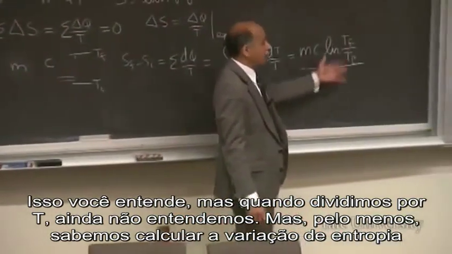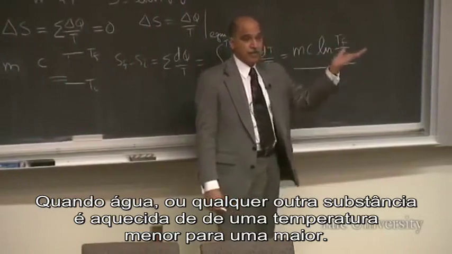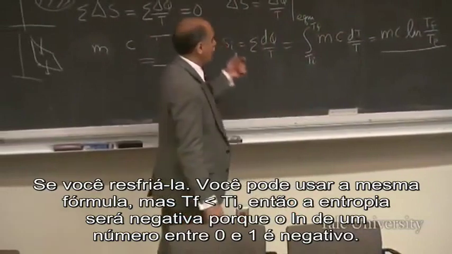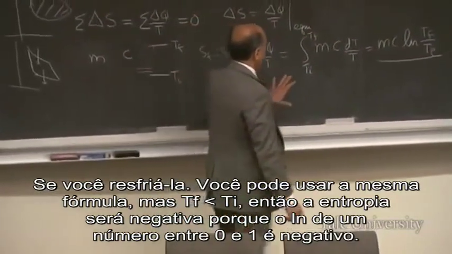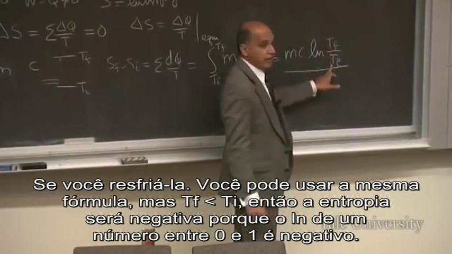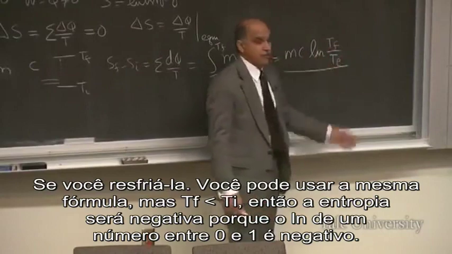let's make sure we know how to calculate the increase in entropy when water or something is heated from a lower to a higher temperature. If you cooled it from a higher to lower temperature, you can use the same formula, Tf over Ti, but Tf will now be smaller than Ti if you cooled it. So log of a number less than 1 is negative, and the entropy change will be negative.